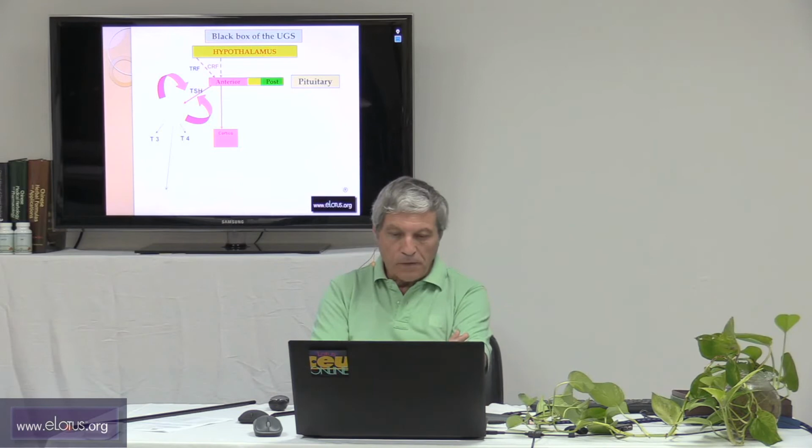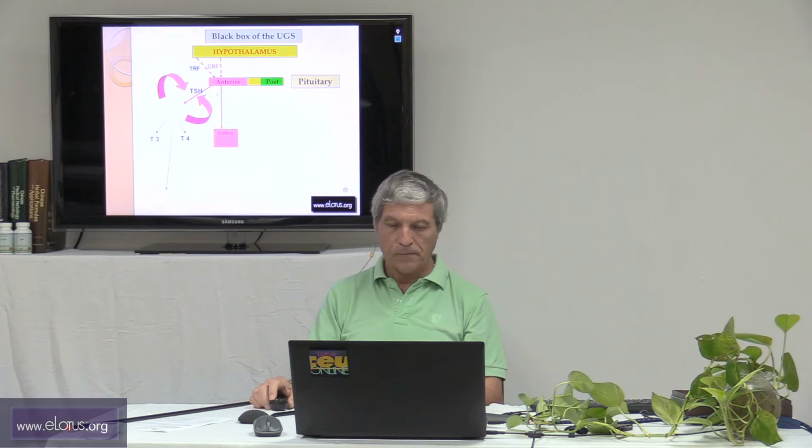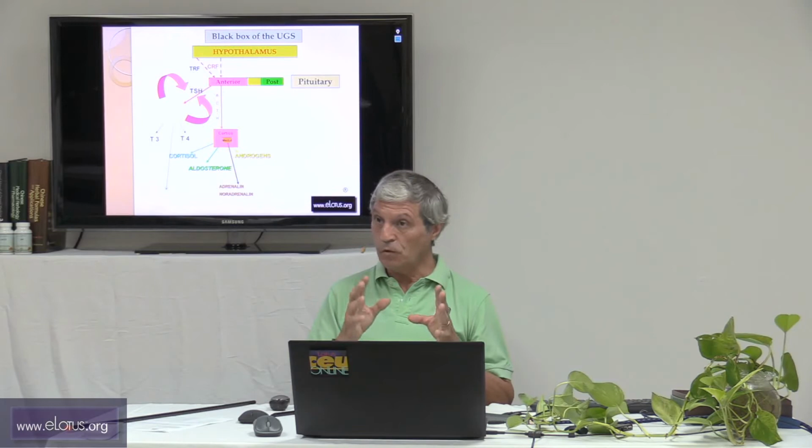Another secretion is CRF, cortico-releasing factor, to stimulate the pituitary. After that, it stimulates the adrenal gland by ACTH, and the corticosurrenal adrenal secretes cortisol, aldosterone, androgen, and the medulloadrenal gland secretes adrenaline, noradrenaline. This is the modern medicine.